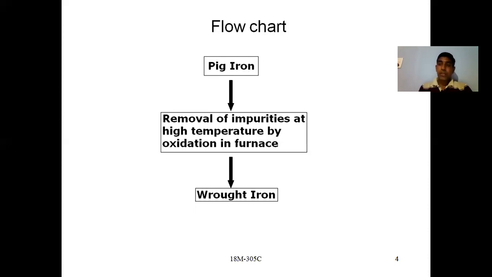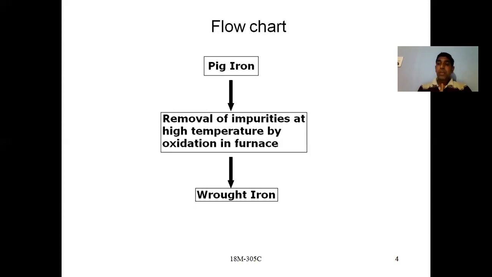So what is the principle? By flow chart I am showing here. You can write it in a sentence also. By removing the impurities from the pig iron at high temperature by oxidation in a furnace, that is nothing but the puddling furnace, you are going to get wrought iron. This is the main principle that takes place in a puddling furnace.